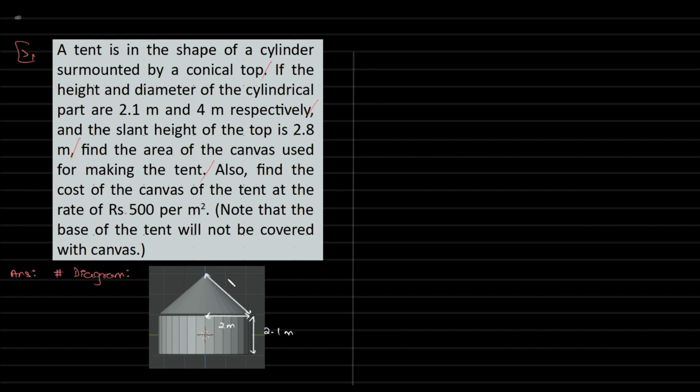It's very simple. Okay. All we have to do is just write given and things, so that all the information is there. So we have radius of the cylinder, which is equal to radius of the cone, which is equal to diameter of the cylinder by 2, which is 2 meter, right? Next is height of the cylinder, which is 2.1 meter, and then we have slant height of the cone, 2.8 meter. And now we'll find the total surface area.